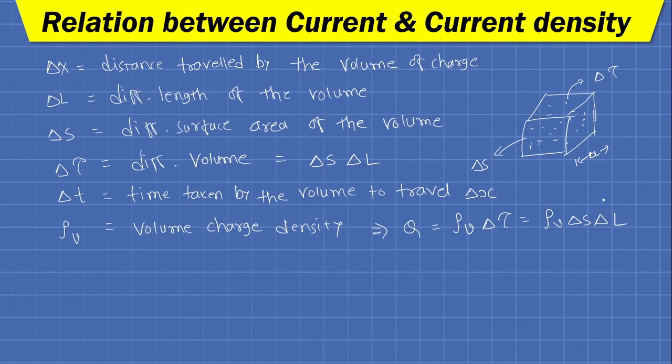Now the velocity can be defined as Vx. Why x? Because here we have imagined that the volume is traveling in the positive x direction. That is why we can write Vx equals delta x divided by delta t. So this is called the velocity in the direction of x. Now, after understanding these terms, each of which has its own meaning and significance, we can write the current.